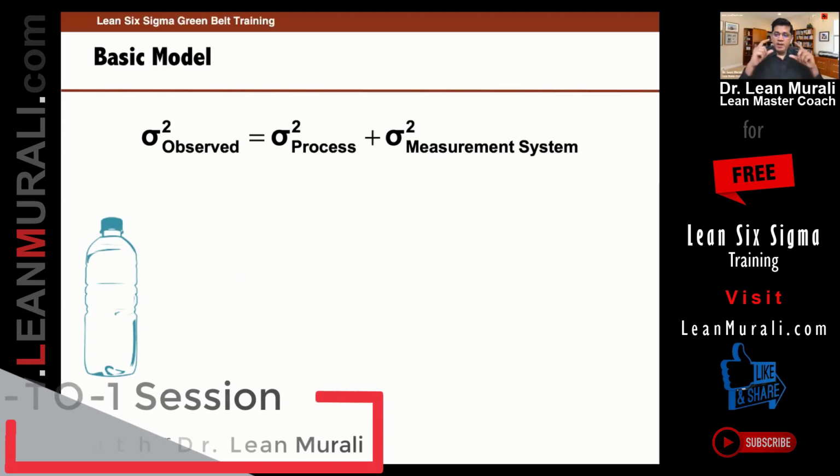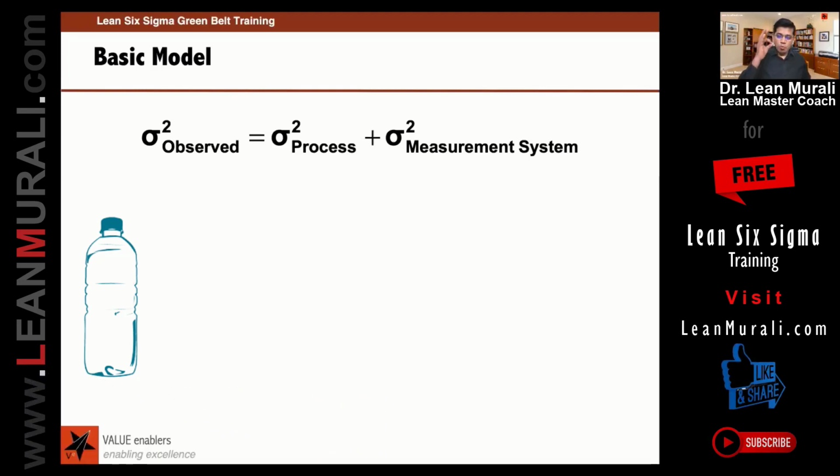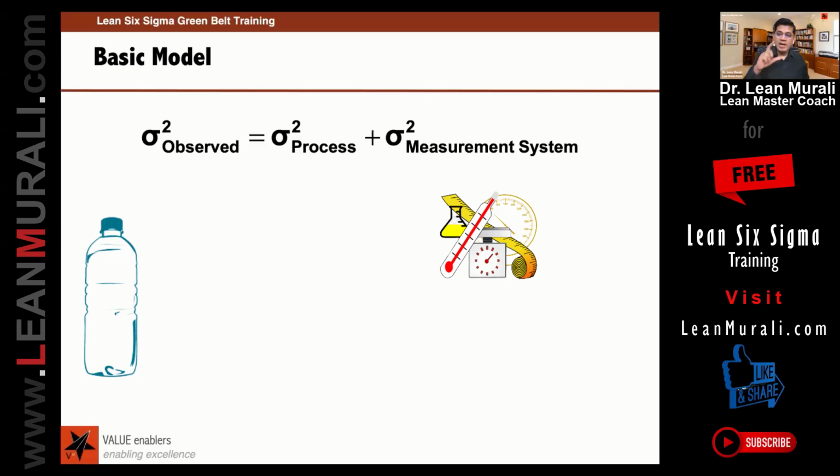For example, let's say a water bottle, you are filling a 1 liter water bottle, okay? 1 liter is 1000 ml. Will it be exactly 1000 ml? No. The start and stop of the machine might have a small variation, maybe plus or minus 5 ml. The process itself might have a variation. But what you are measuring as the water volume, the measuring device might also show a variation.